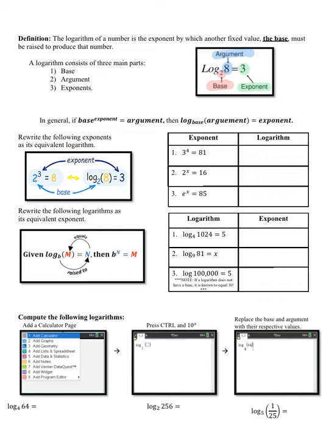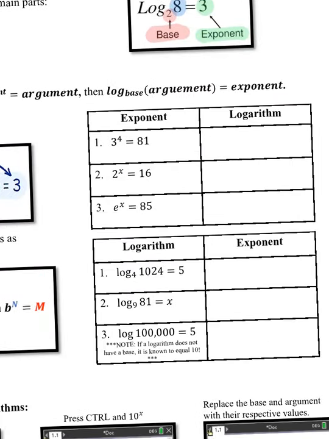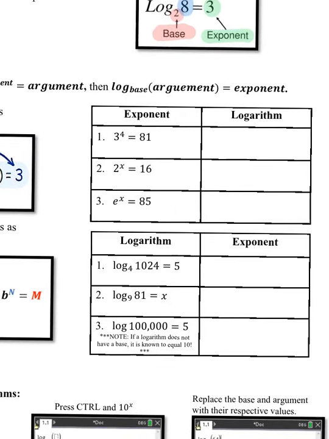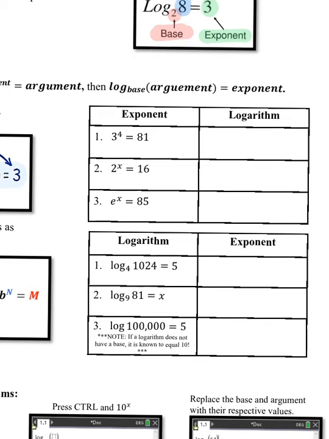I'm looking at this first table. For example, it says 3 raised to the 4th is equal to 81. Right now, that's an exponential form because it has an exponent on it and it doesn't have the word log in it. I'm going to try to rewrite this so that it's in log form. So the base is whatever number is right here. This number here, that's your base. So I'm going to start by writing log, and the base is 3.